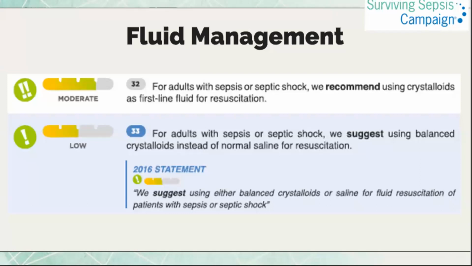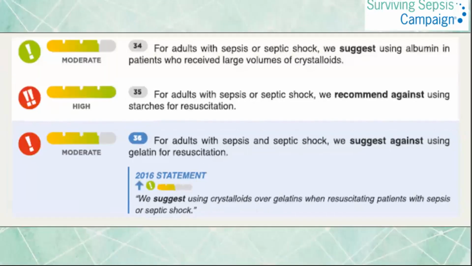The SMART and SALTED trial supports the use of balanced crystalloids, with a network meta-analysis demonstrating decreased mortality with balanced fluids. For adults with sepsis or septic shock, we suggest using albumin in patients who receive a large volume of crystalloids. For adults with sepsis or septic shock, we recommend against using starches for resuscitation.